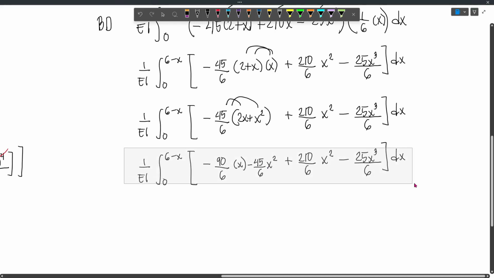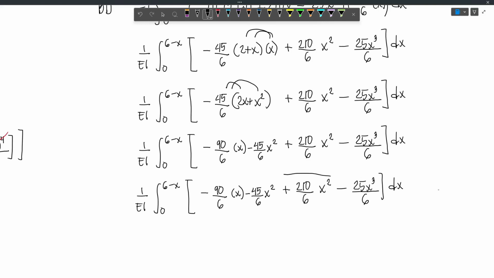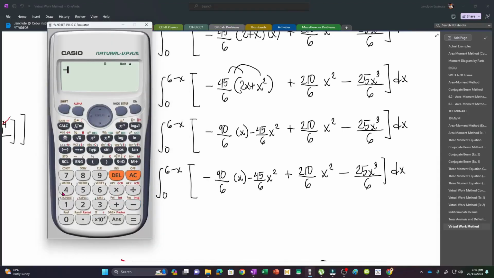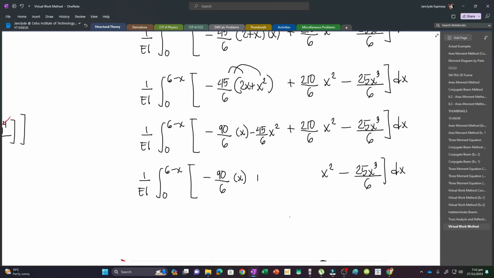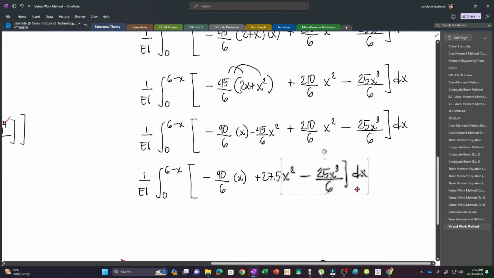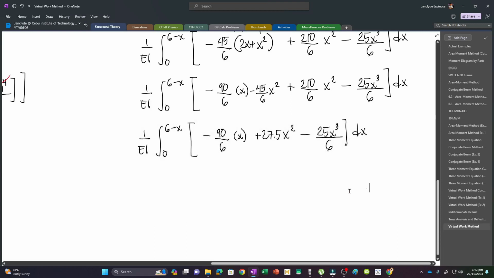And so, let's copy this one. And then, i-join natin to. Now, negative 45 over 6 plus 210 over 6 will become 27.5. And so, we can change this one. Magiging 27.5 x squared. Yan. And so now, let's integrate this expression.